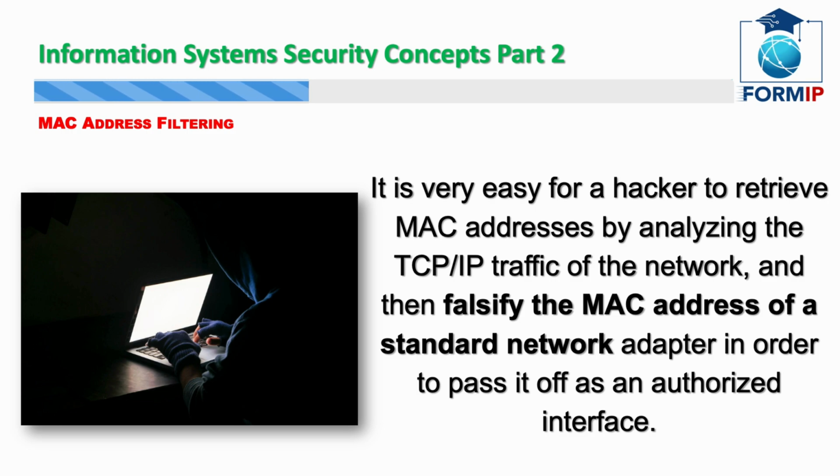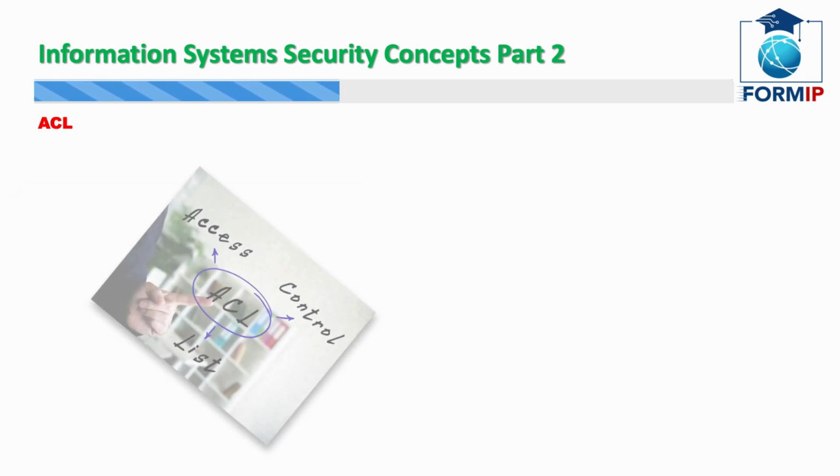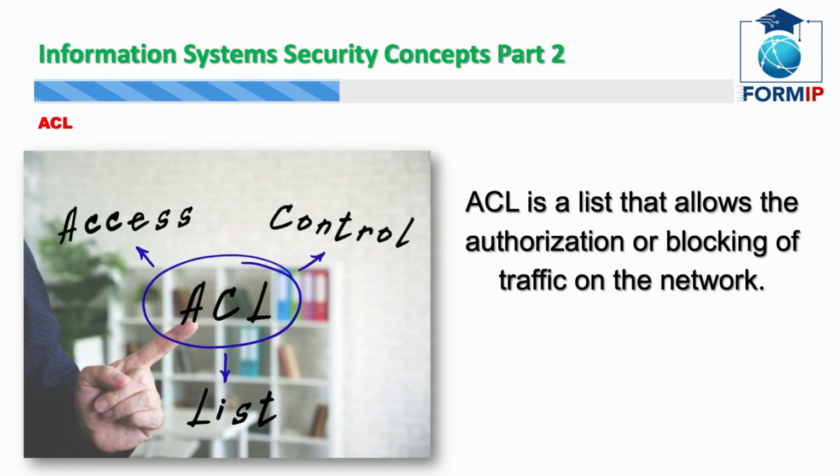ACL, which is an acronym for Access Control List, is a list that allows the authorization or blocking of traffic on the network.